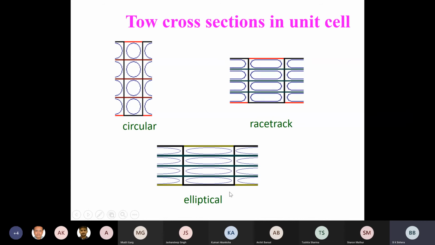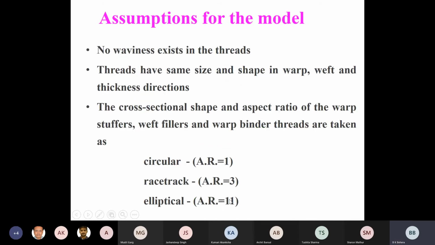Obviously, in these three cross-sections, when they go into fabric, and if you take the cross-section of the unit cell of the fabric, you will get the cross-section of the fabric in this shape. In case of circular, it will be like this: unit cell in racetrack, unit cell in elliptical cross-section.